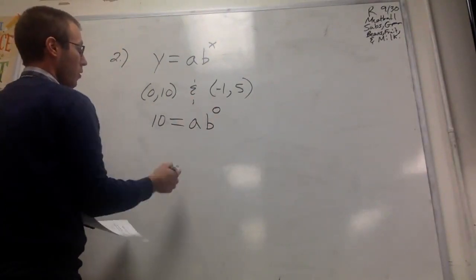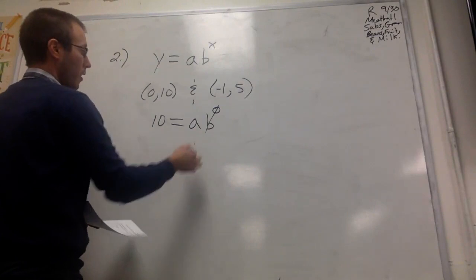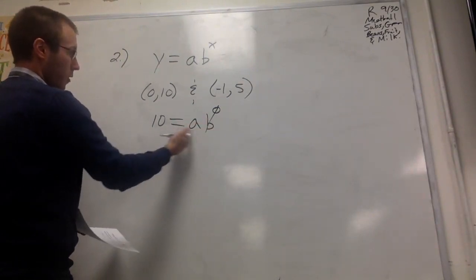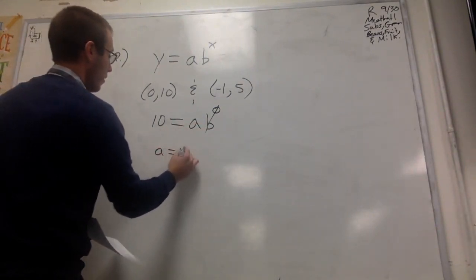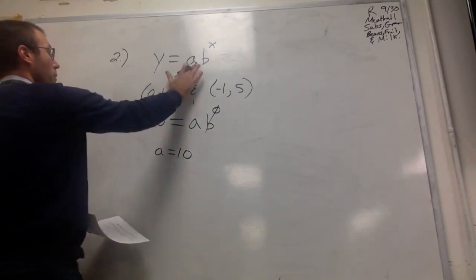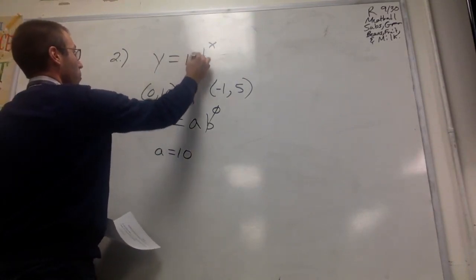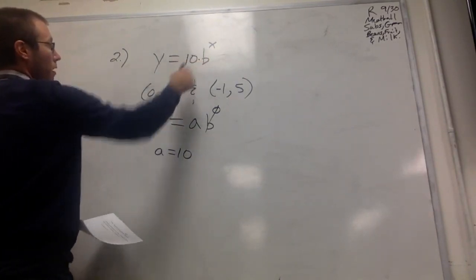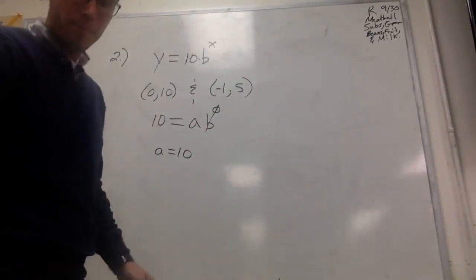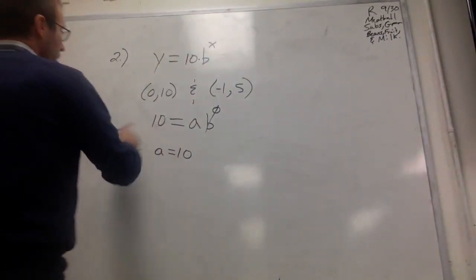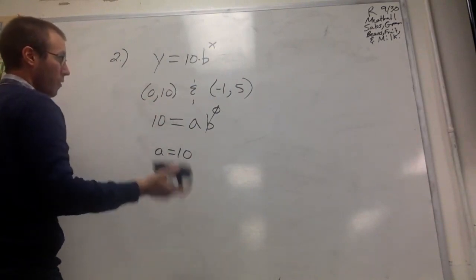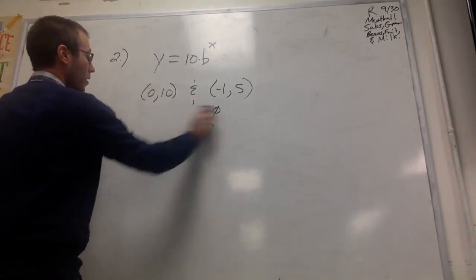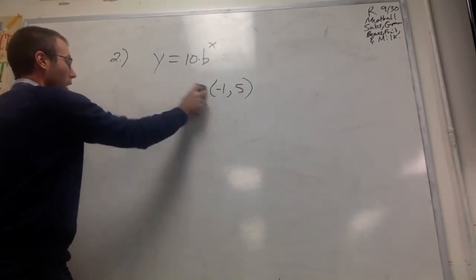B to the power of 0 is just 1. So we get rid of this. 1 times anything is itself, so we realize a is 10. I'm going to go back up here. I'm going to erase a. I'm going to make that value be 10. We got to figure out what b is. The point (0, 10), we've used it. It's useless now. We got to look at (-1, 5).